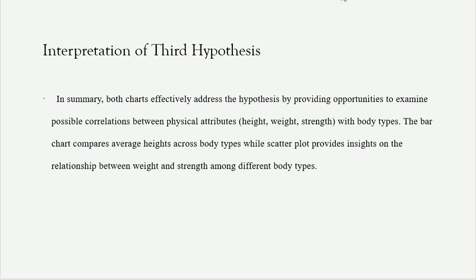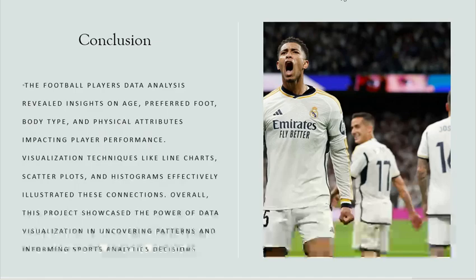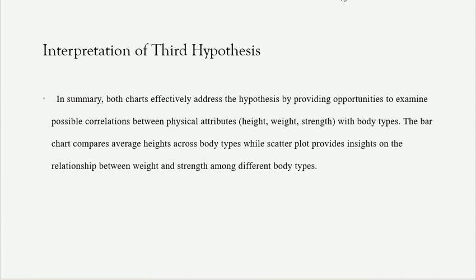clusters within the group. In summary, both charts effectively address the hypothesis by providing opportunities to examine possible correlations between physical attributes and body types. The bar chart compares average heights across body types, while the scatter plot provides insights on the relationship between weight and strength among different body types.